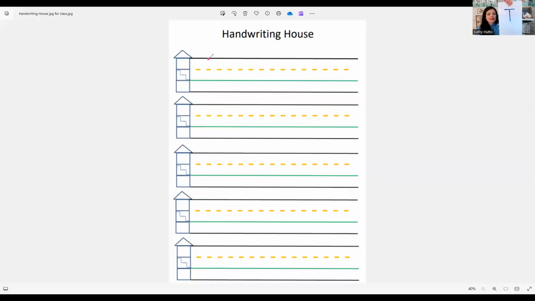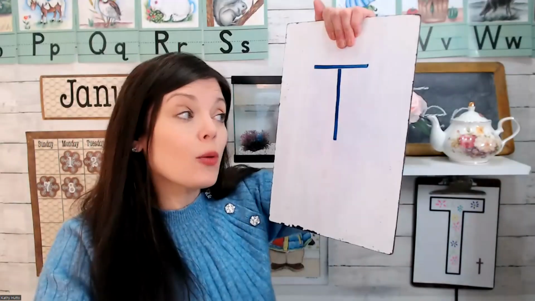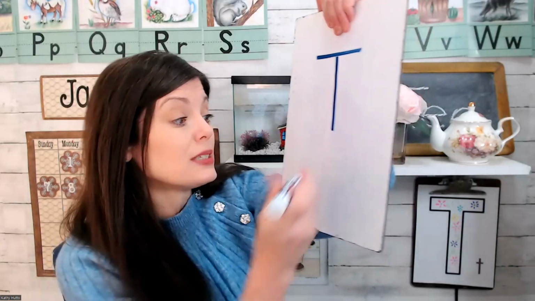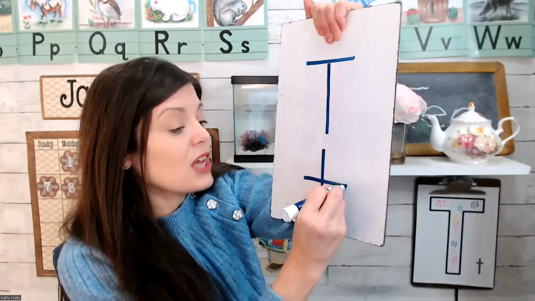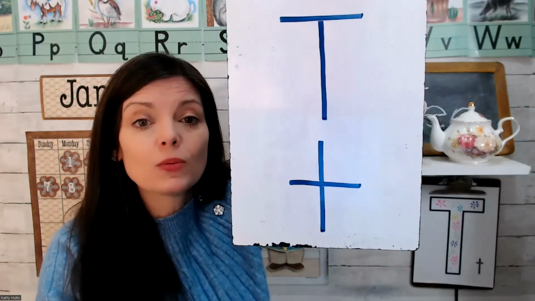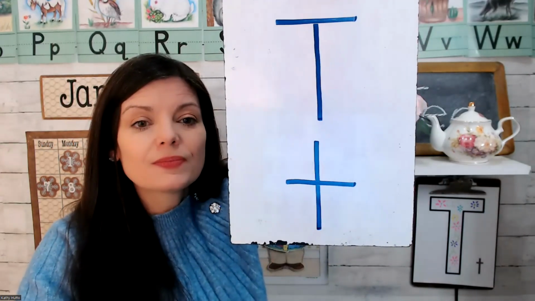Make a line that goes down and then across at the top. Down and across. The lowercase T is almost like uppercase T. You're going to go down and you're going to go across, but instead of at the top, you're going to go across in the middle. Down and across.